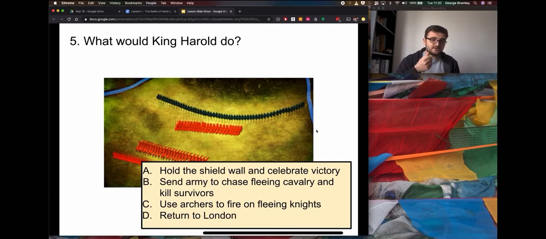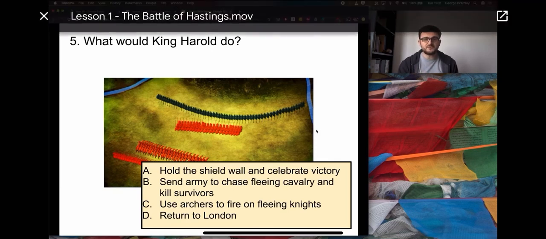Will he try and kill any Norman survivors who are running away? Will the Anglo-Saxons use archers to fire on the fleeing knights as they run away? Or will the Anglo-Saxons use this opportunity to return to London back behind the fortified walls? Can you now pause this video and write what you think will happen next, and remember to focus on why you think that will happen next. Pause the video.